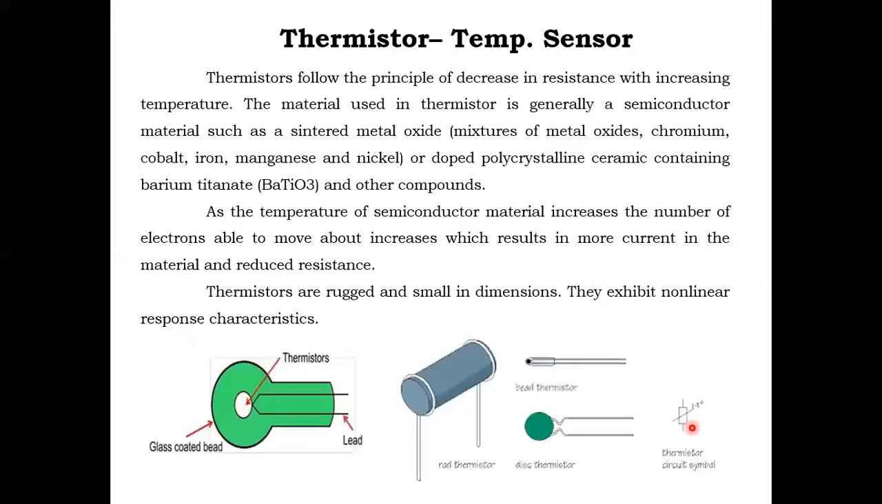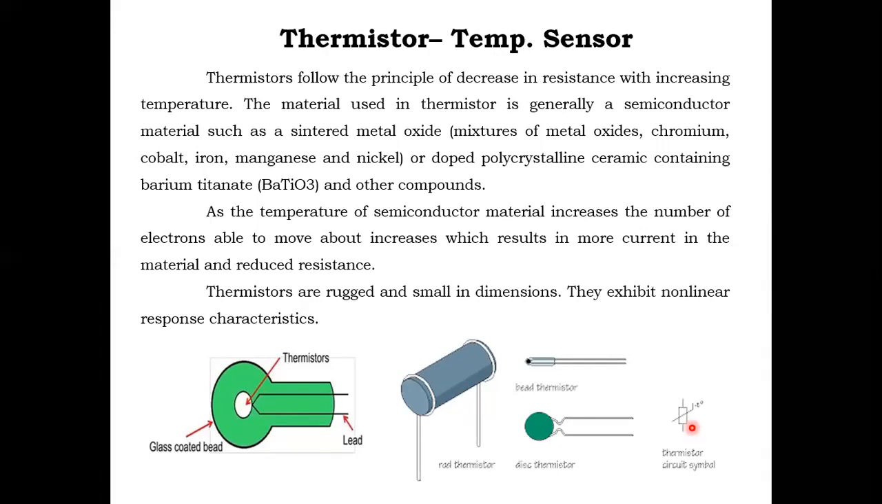Now the thermistor temperature sensor. This is another type of temperature sensor. Here also they are using some material that varies linearly with respect to the temperature changes. In thermistors, the principle is a decrease in the resistance with an increase in the temperature.